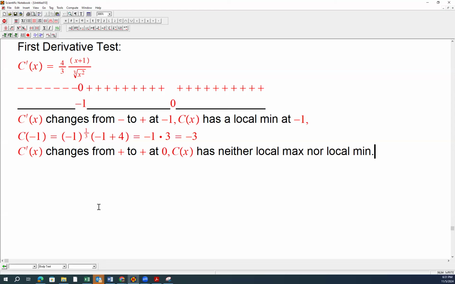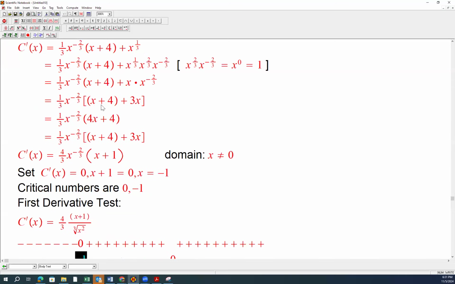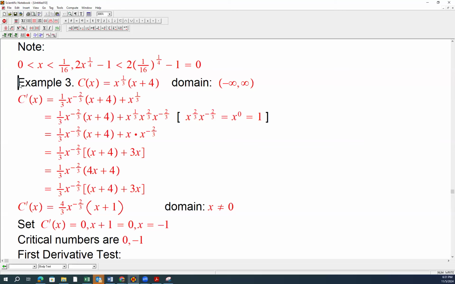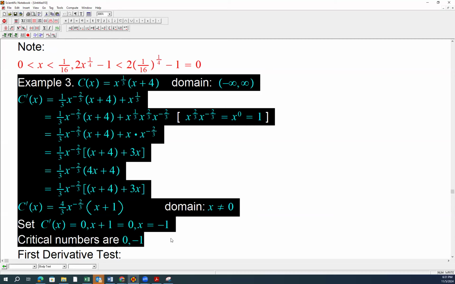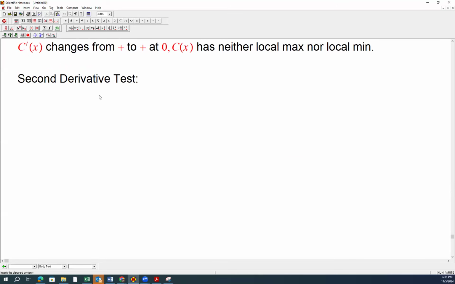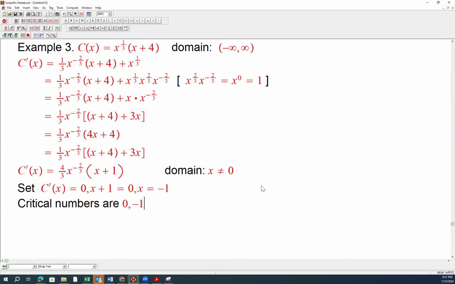But we're going to do the second derivative test. Obviously, we cannot do the second derivative test at the critical number 0. We can do the second derivative test at -1. So we're going to copy and paste all of this work, up to the critical numbers, for the second derivative test. And then we're going to find the second order derivative.